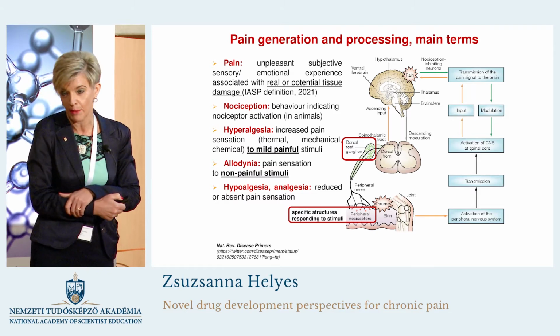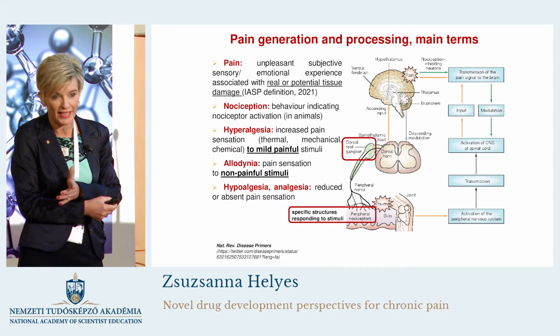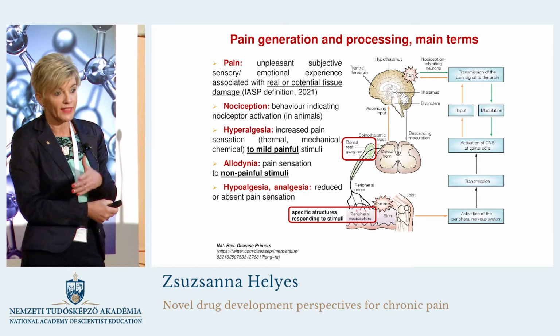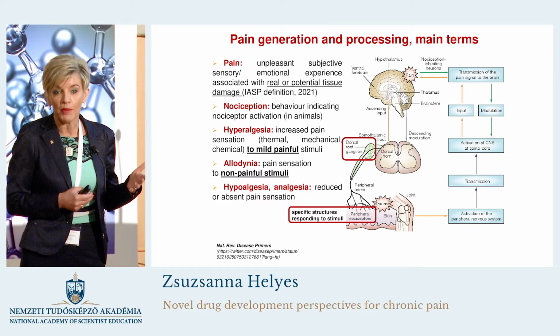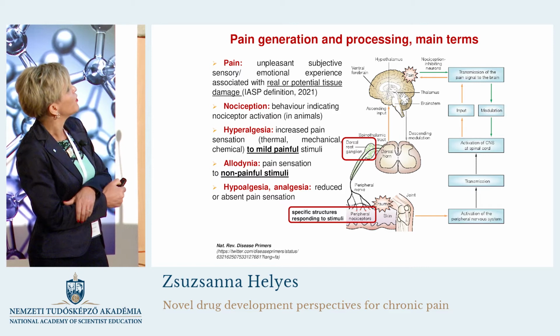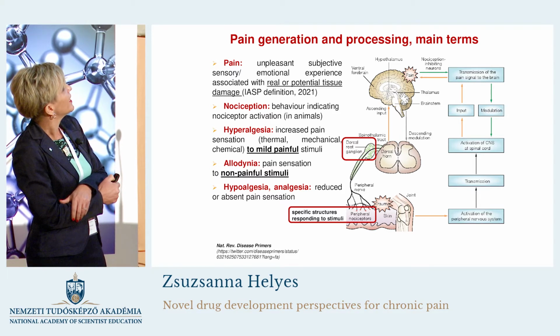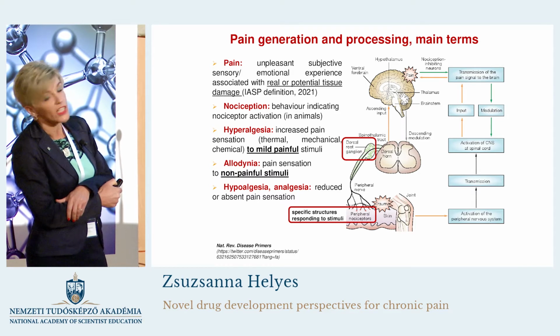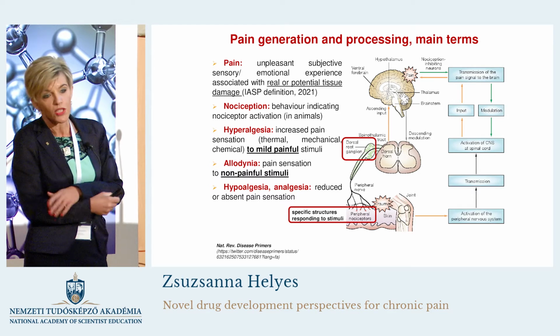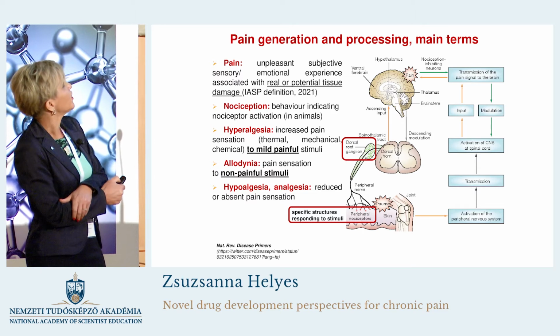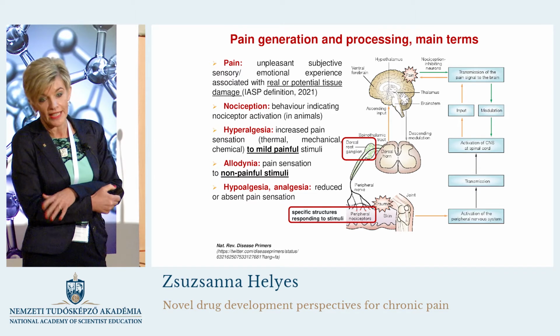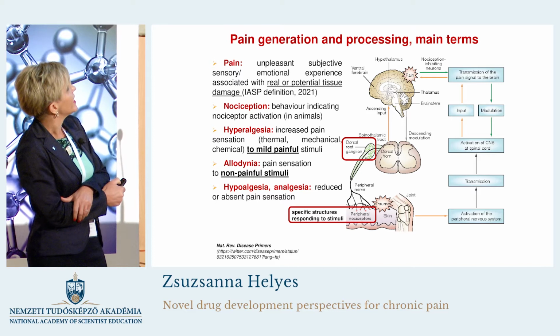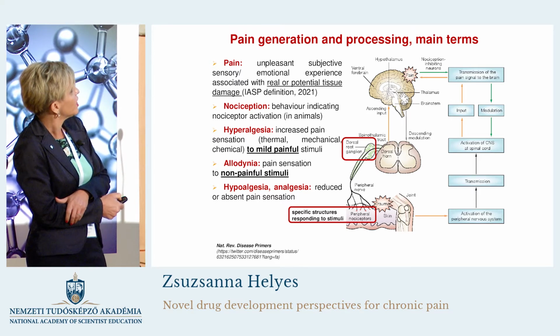Pain is a human terminology, so we cannot evaluate pain in animals. We can only evaluate the pain defensing behavior, which is called nocifensive behavior, but pain is a subjective sensory emotional experience which is associated with real or potential tissue damage. And this is the latest definition of the International Association for the Study of Pain. So pain is subjective and unpleasant. Nociception can be measured in animals. So this is what indicates the nociceptor activation.